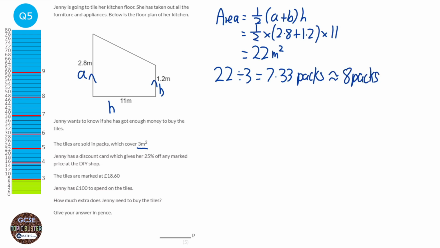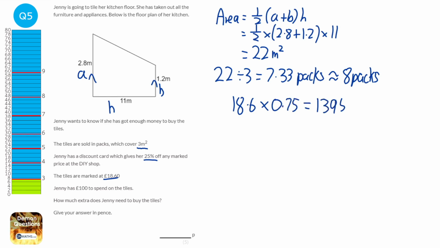Okay, next thing we look at is the fact that Jenny has a 25% discount. So we need to find out what 25% discount would do to the £18.60 for the tiles, or for the pack of tiles. And so what we're going to do is get the £18.60 and times it by 0.75. So we're just going to find 3/4 of it because she has a 25% discount, and that would be 1,395. So the tiles are going to cost £13.95.